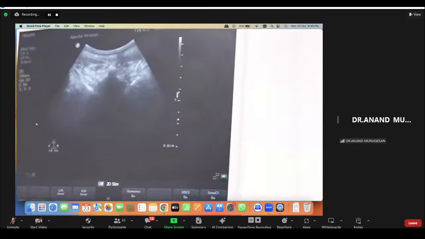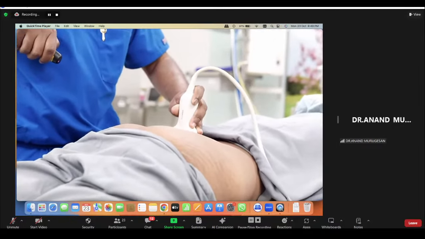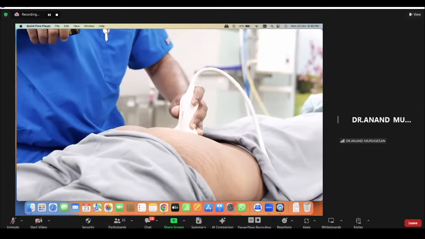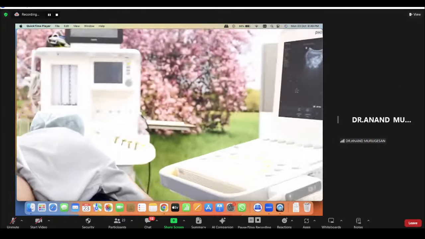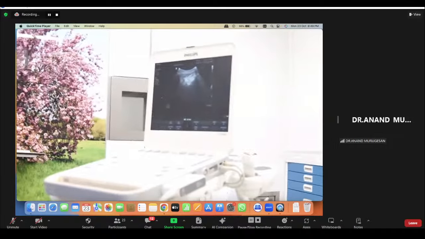Can you show the probe? You can see here, I'm in the midline. I am now slightly coming towards lateral. Now you can show the screen. So now I am coming to the lateral. As I come lateral, you can see two structures.